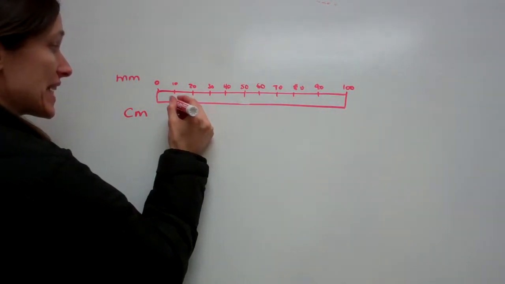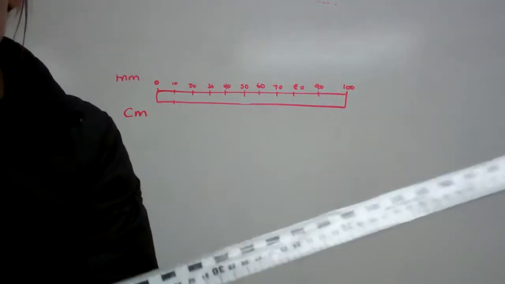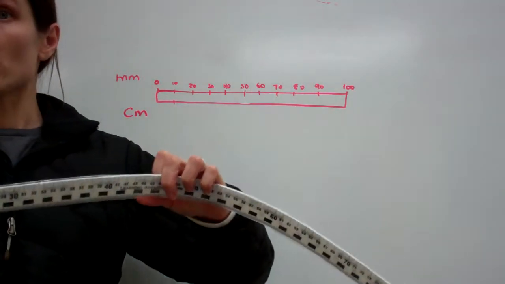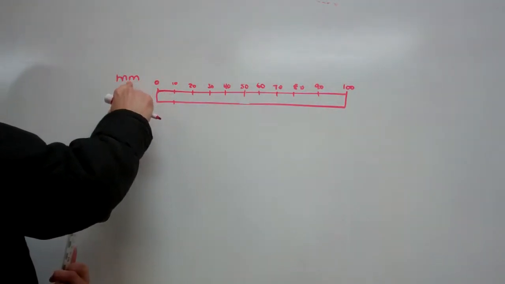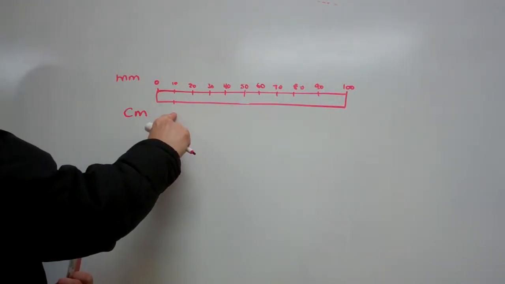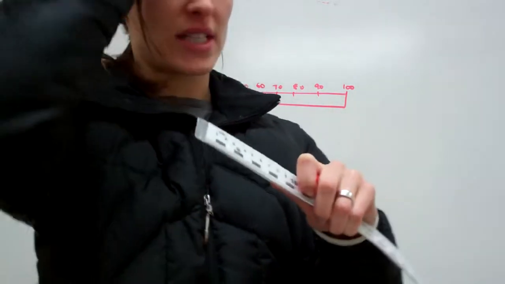For every 10 millimeters, how many centimeters are there? Does anybody remember me telling y'all that? One. Okay, let me ask the question again. For every 10 millimeters, how many centimeters are there? One, because there are 10 millimeters in one centimeter.